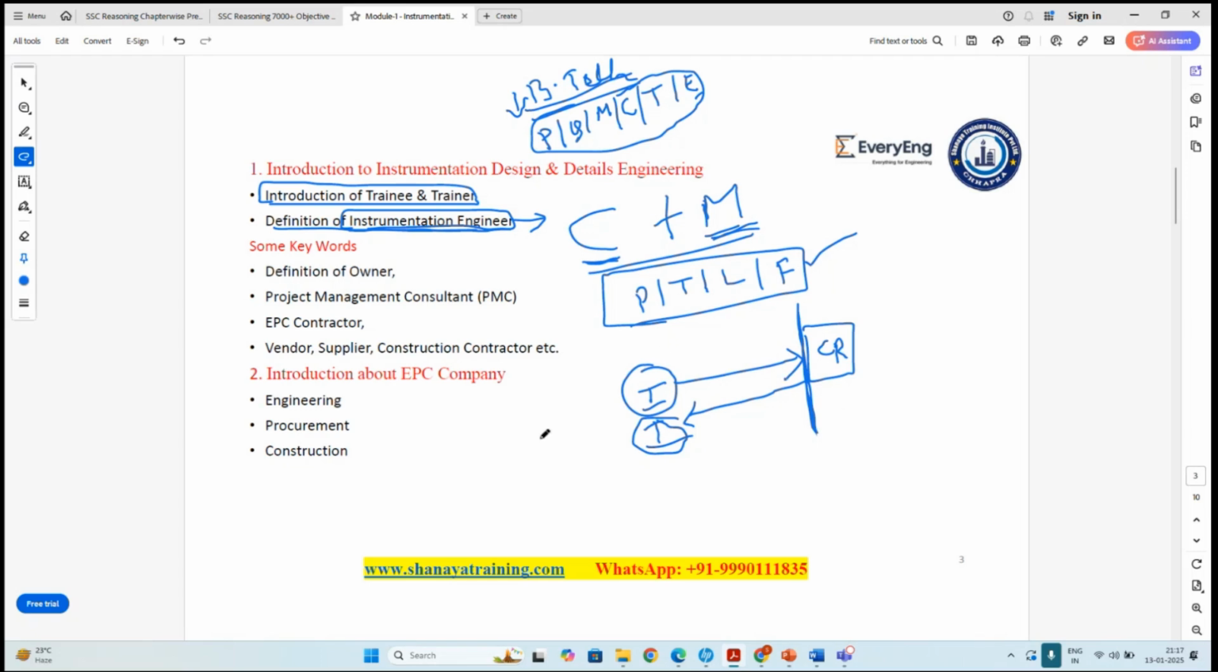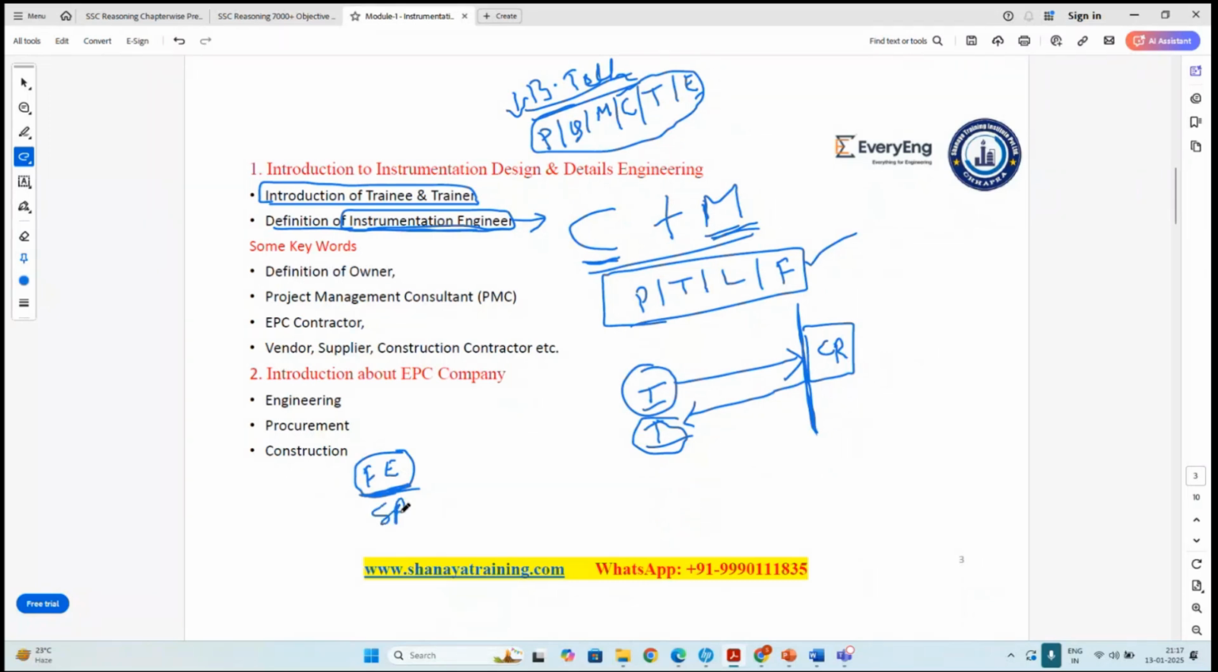Because once you come into instrumentation design, there are three fields. One is field engineering. Field engineering means you will do the engineering of all the measuring devices, all the measuring instruments, like pressure instruments, temperature instruments, level instruments, flow instruments, control valves, safety valves, analyzers. For all the instruments, you will need to do the engineering.